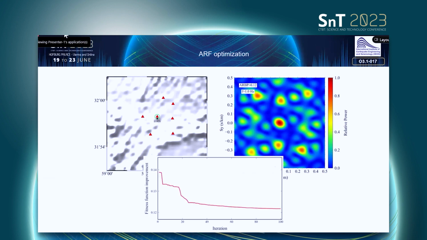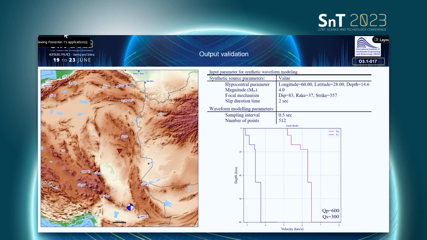And we can see that during the optimization, the fitness function is improved. So it seems that the optimization is working fine, but we want to validate it further. For doing that, we have applied synthetic waveform simulation by setting the input parameters of the synthetic earthquakes and the velocity model.